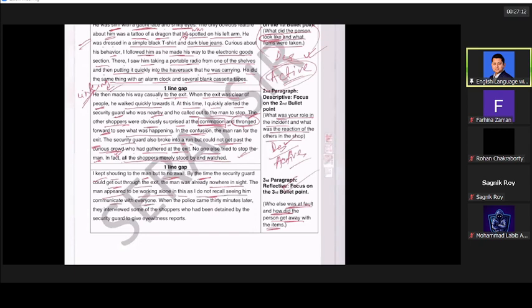Okay, so he did not have any assistant or any associates, as I do not recall seeing him communicate with anyone. When the police came 30 minutes later, they interviewed some of the shoppers who had been detained by the security guard to give eyewitness reports. So this is it. Okay, so here actually I have shown only the body parts, not the whole format, because I have already shown you the complete format. So you know that here after one line gap you have to write at first reported by, then your name, then you have to give one line gap, then you will write the word signature, and then give signature, and then finally one line gap, you're going to write the date, following the American system.